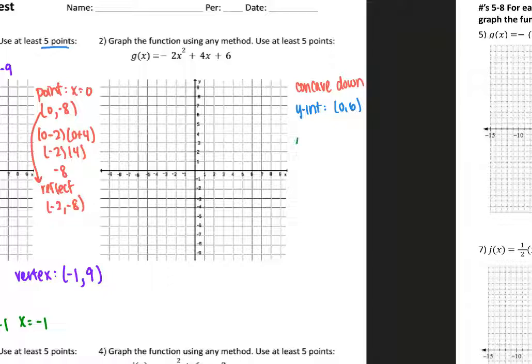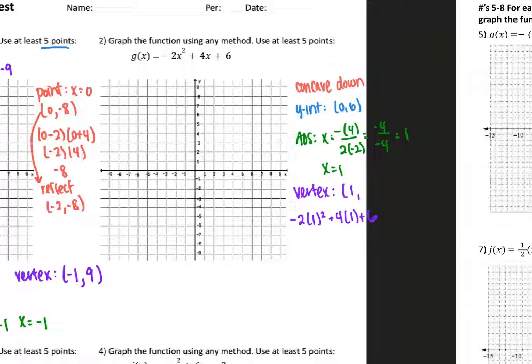We're going to find out our axis of symmetry, which in standard form we know is negative b over 2a. So b is 4. So negative 4 over 2 times a. That becomes negative 4 over negative 4, which is positive 1. So my axis of symmetry is x = 1. And then I have half of my vertex. To get the other half, we're going to plug in 1 to our equation. So -2(1)² + 4(1) + 6.